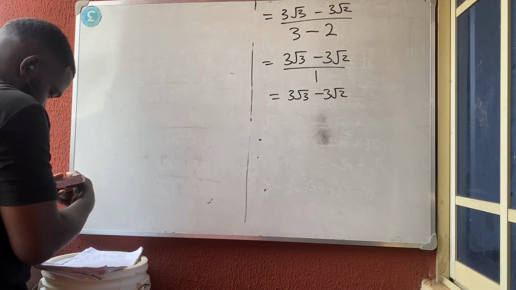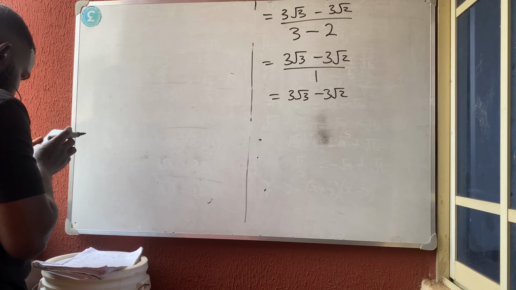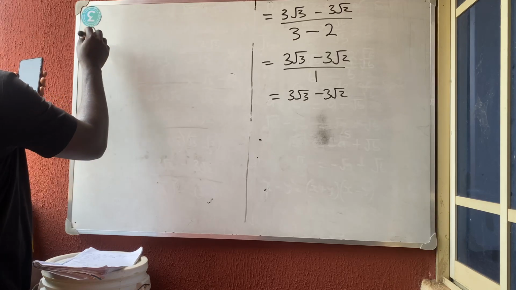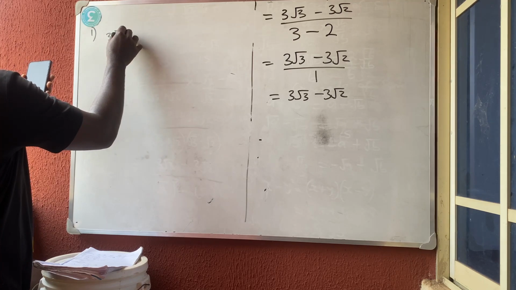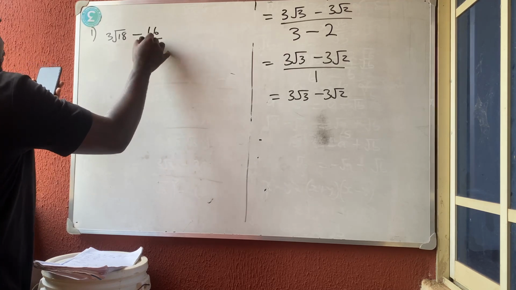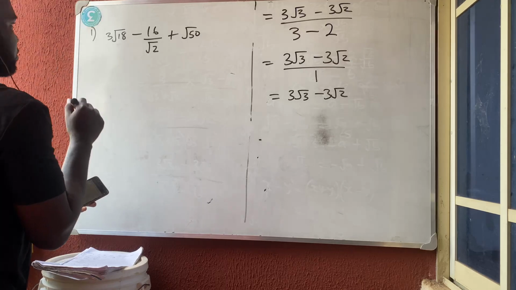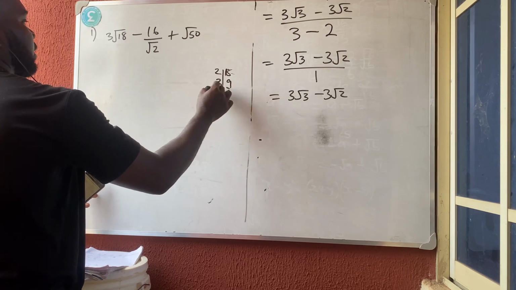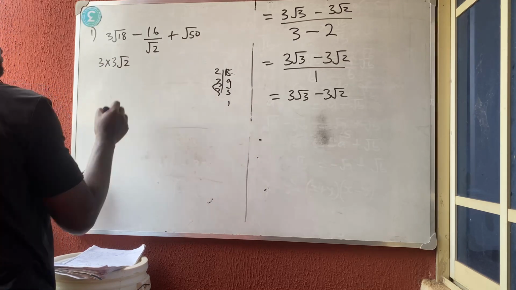Okay, the first question says: 3 root 18 minus 16 over root 2 plus root 50, simplify. So I reduce this root 18: 2 divide 9, 3 divide 3, 3 divide 1. I'm having 3 here already times this 3, that is 9, leaving root 2 inside, minus.